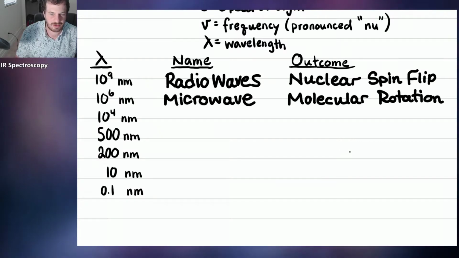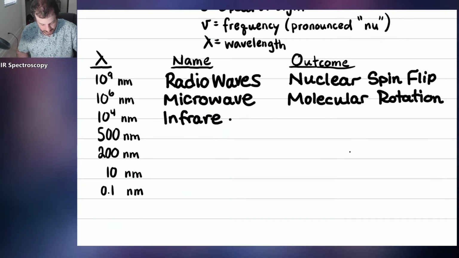But really the outcome is not all that scary. It's just causing the molecules to rotate. It's not destroying or breaking the molecules. It's just rotating them. So again, pretty low energy light, pretty harmless in what it's doing. Infrared is the next highest energy. Infrared light, and that's actually going to be the topic of this lecture, causes molecular vibrations.